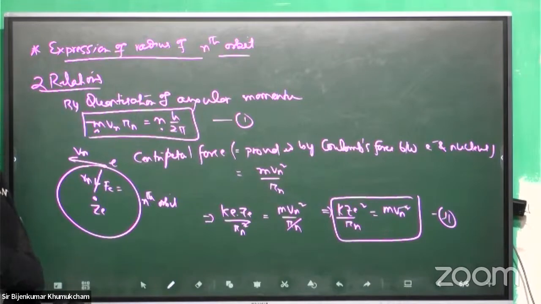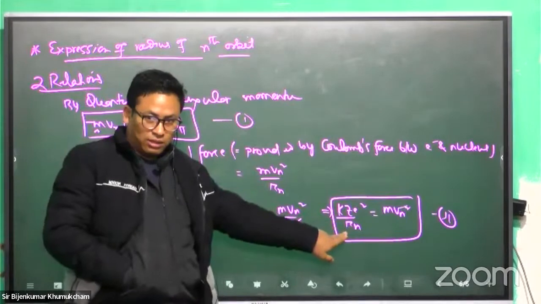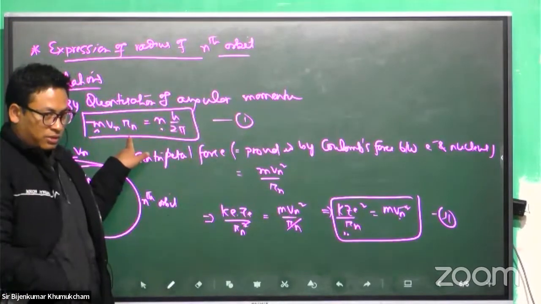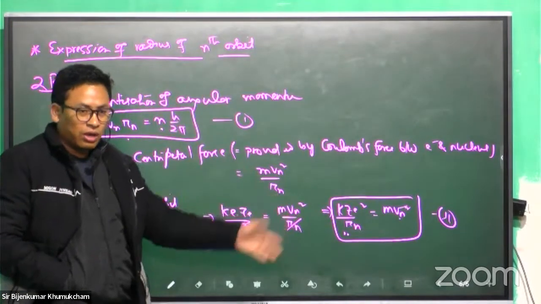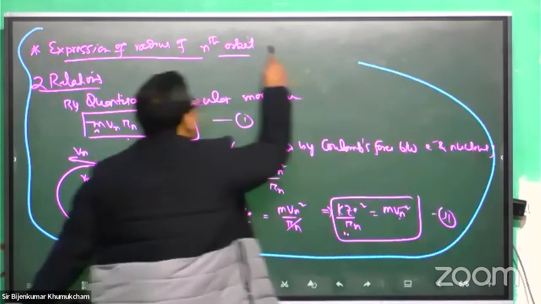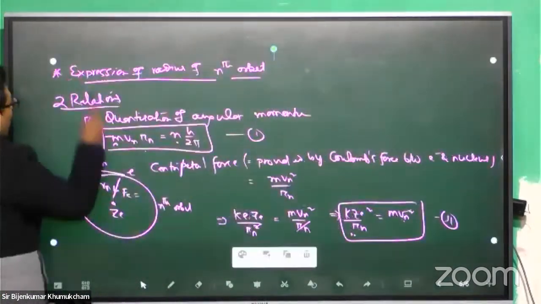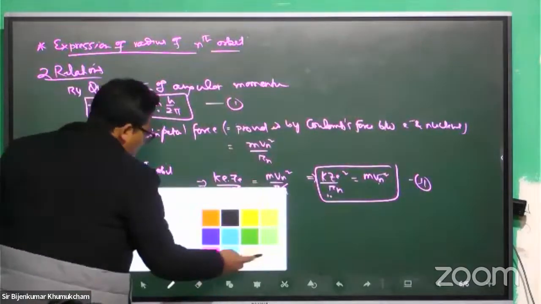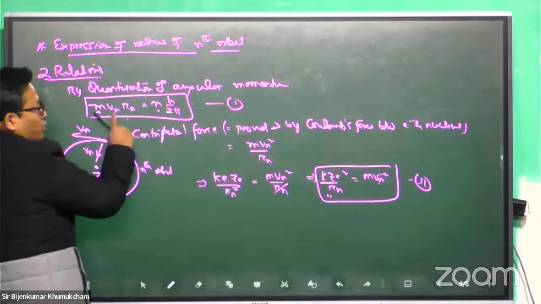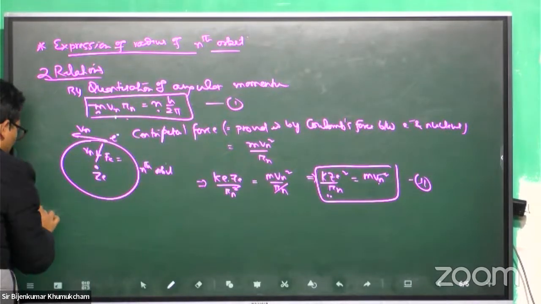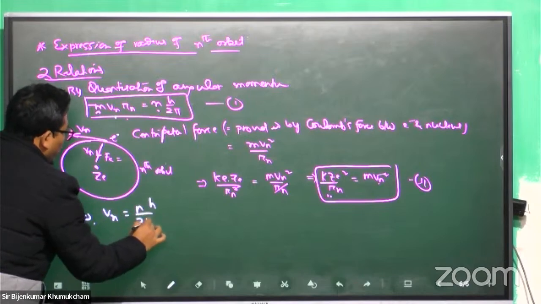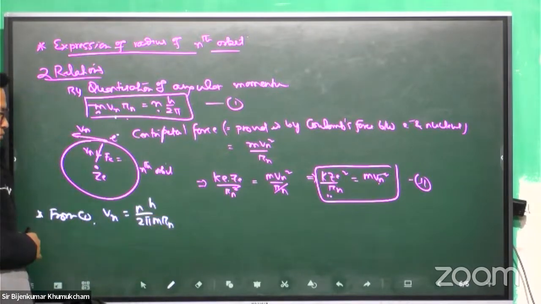First, see the expression. If I substitute the value of v_n from equation 1, the expression for r_n can be obtained. From equation 1, v_n equals n h by 2 pi m r_n.